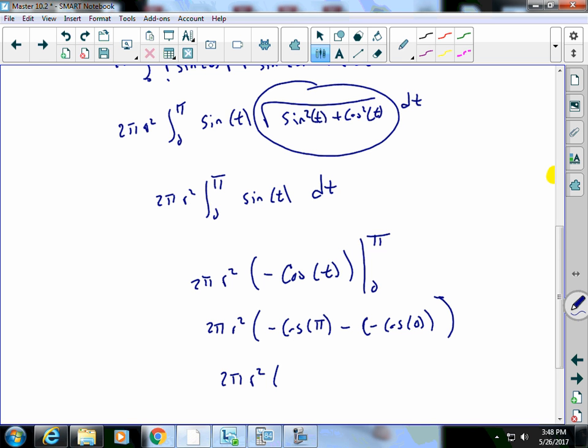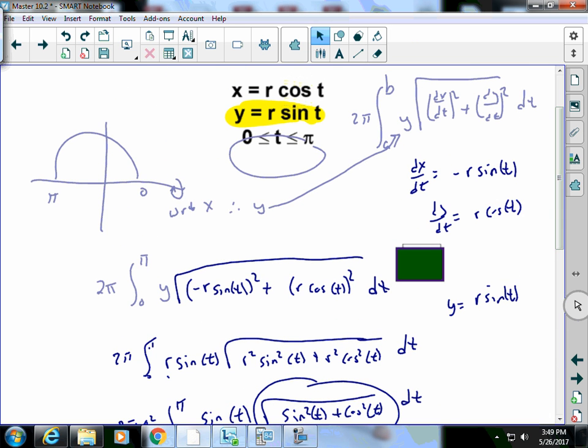Cosine of pi is -1 with a minus in front, so it's positive 1. Subtract. Cosine of 0 is 1. There's a minus in front, so it's -1 plus 1. Or 4 pi r squared. That, my friends, is the correct answer. And again, I apologize for making a mistake.